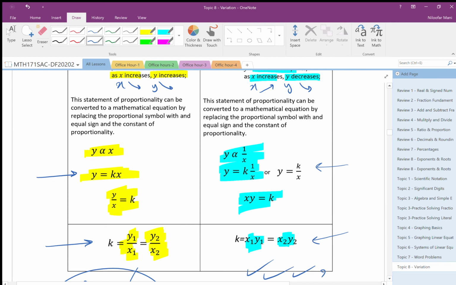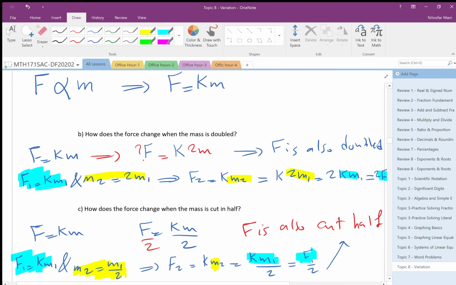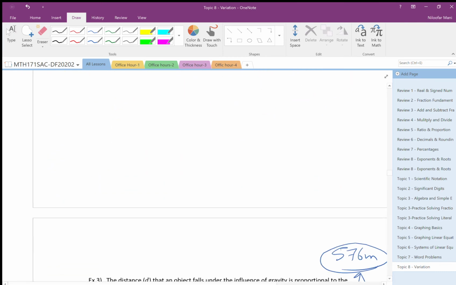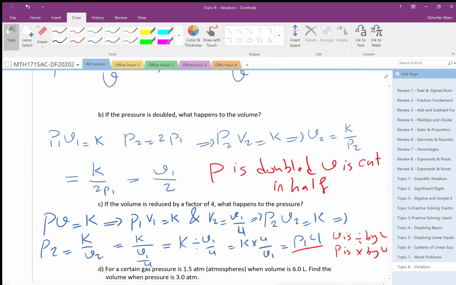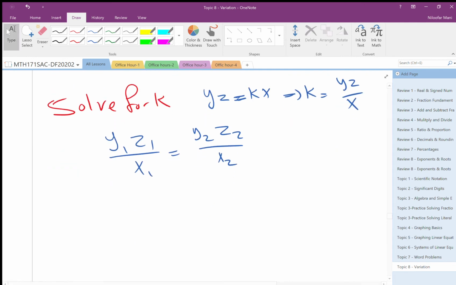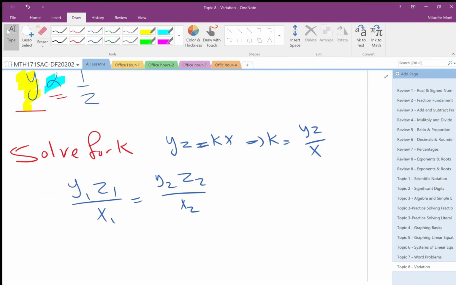Here you can handle when you have two variables and you have direct and inverse. Yes, I know how to write the equation, but how about if I have more variables? How can I write it? My recommendation is solve for k. When you solve for k, then you know how to write two situations, because k is constant, so you can do it.